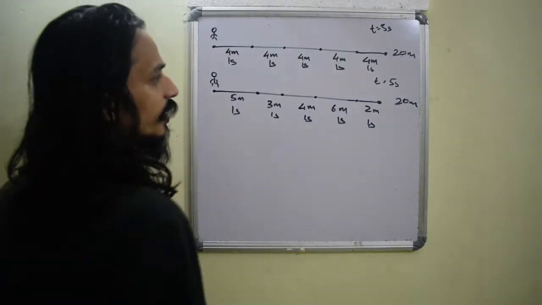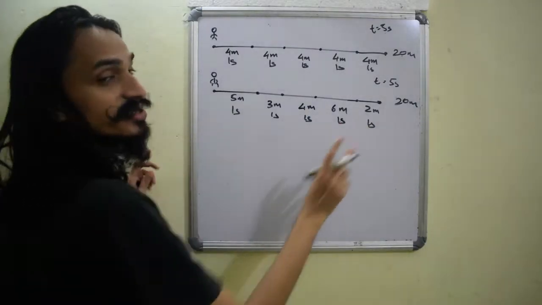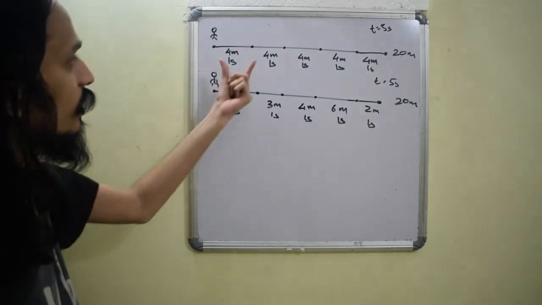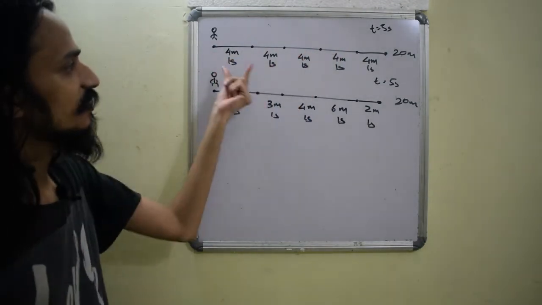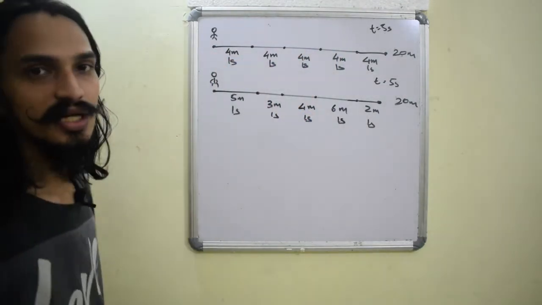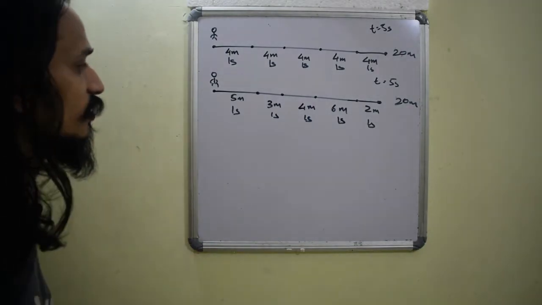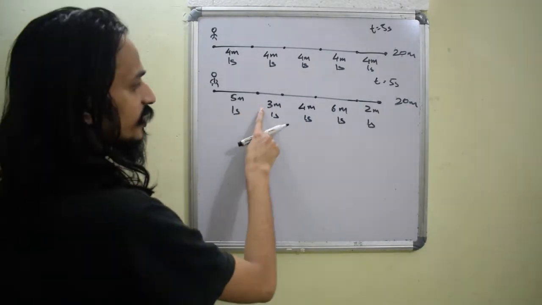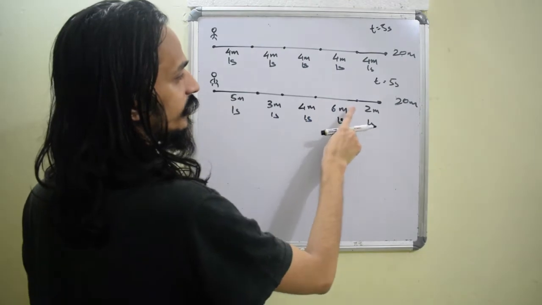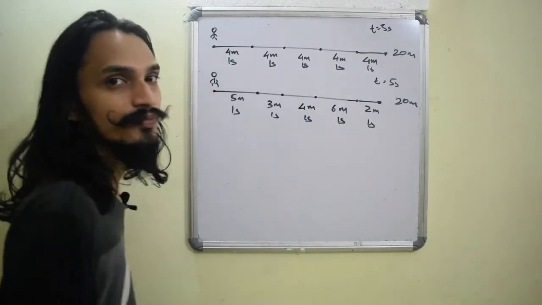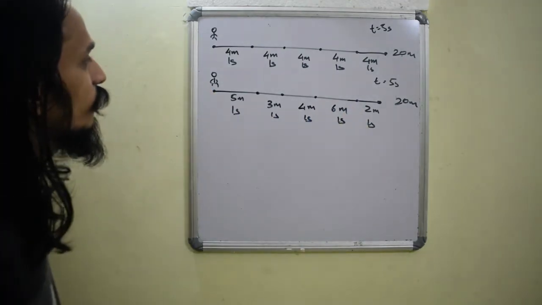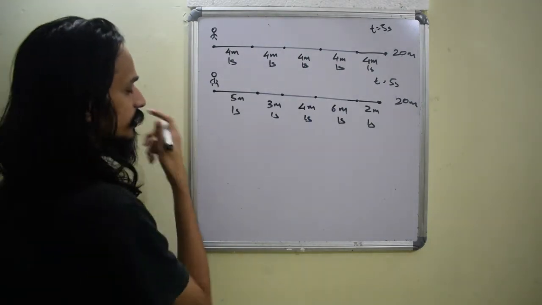So both of them have taken exactly 5 seconds each, but notice that this person has covered different distances in each second, and this person has covered equal distances for the same amount of time, but the total is the same: 5 plus 3 is 8, plus 4 is 12, plus 6 is 18, plus 2 is 20.